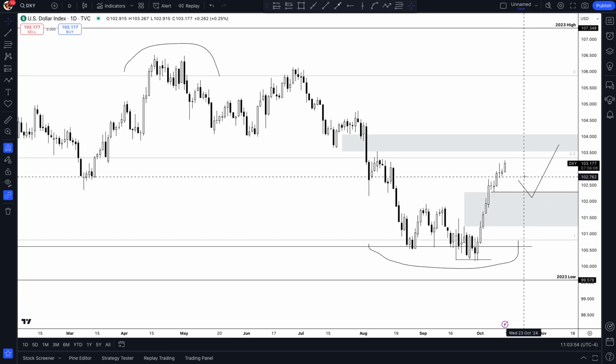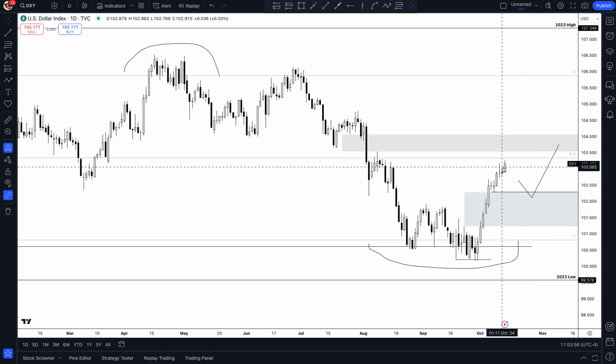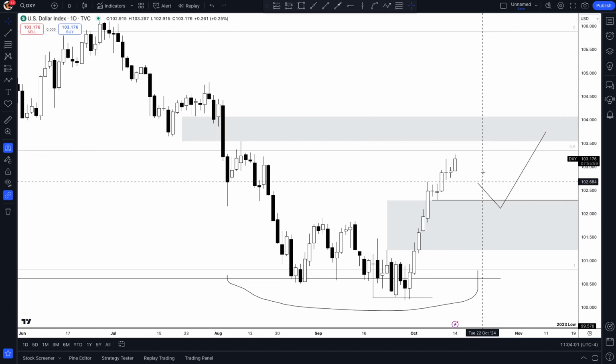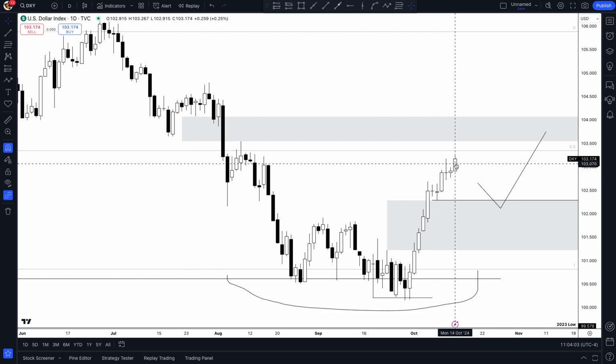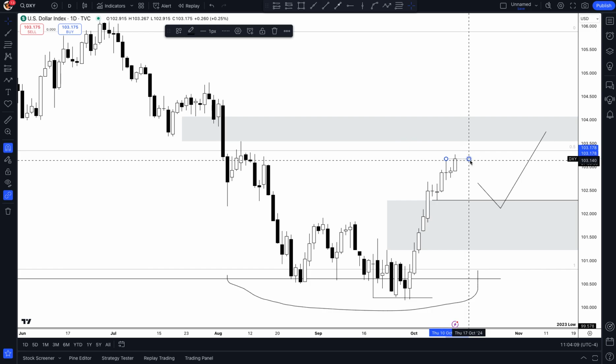So ideally I wanted to see lower first before higher, but today we saw continuation higher on the daily time frame to take out the previous week's high. This is the previous week's high here.